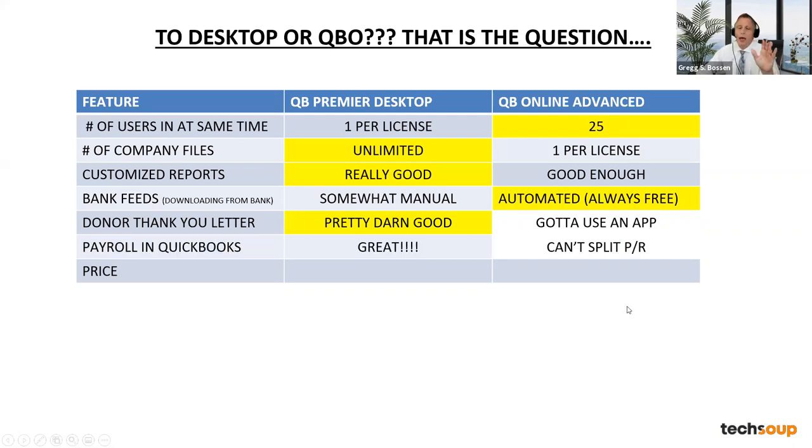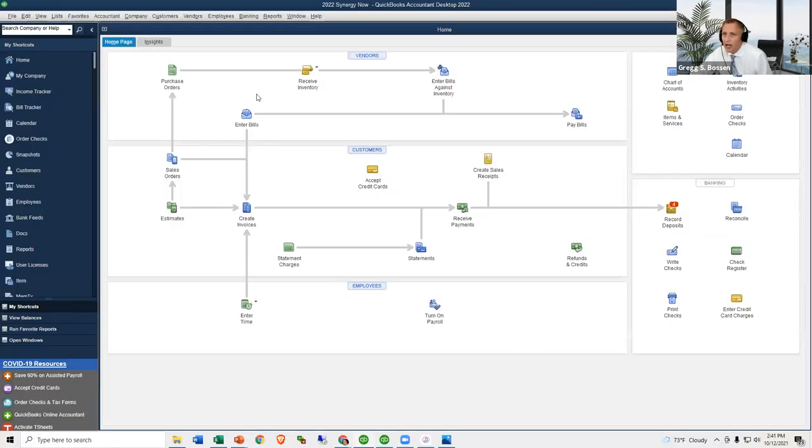All right, payroll. Payroll is the most important thing of all. And this is the one thing that will be a deal breaker for going into QuickBooks Online, in my opinion. If you are using QuickBooks to do your payroll, okay? In other words, you are in QuickBooks Desktop and you're using QuickBooks to do your payroll.